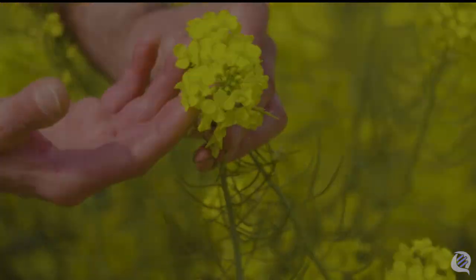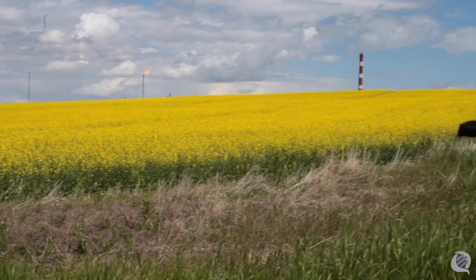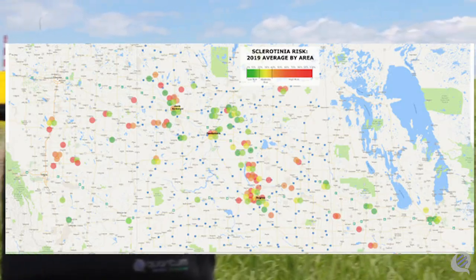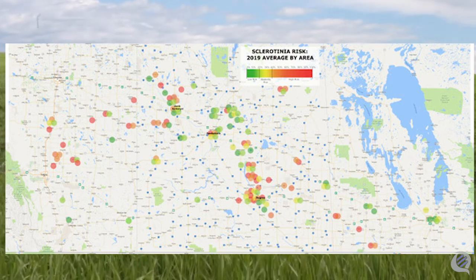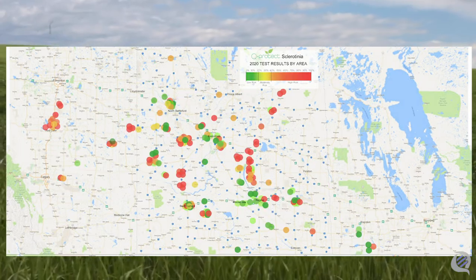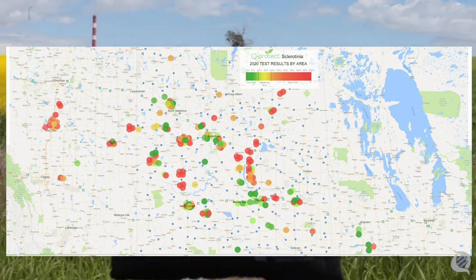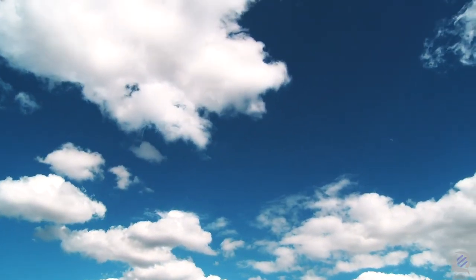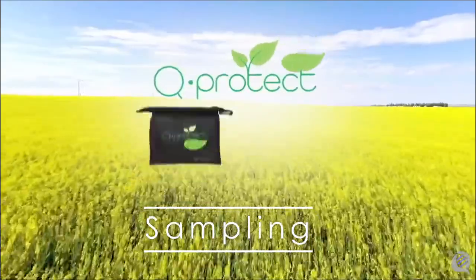Spores can be variable from year to year, region to region, and even field to field, making it hard to make a decision on whether to spray or not to spray. Since the first season QProtect launched in 2016, we have tracked the results and disease prevalence over Western Canada, showing the high variability of results in the same regions. If you could take the guesswork out of your decision each year, would you? Here's how.